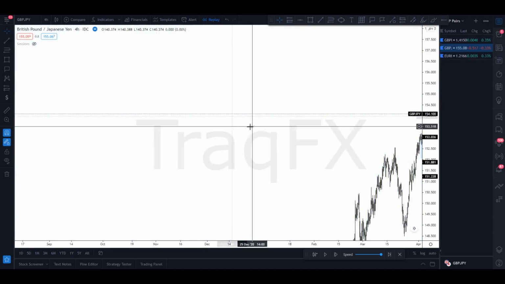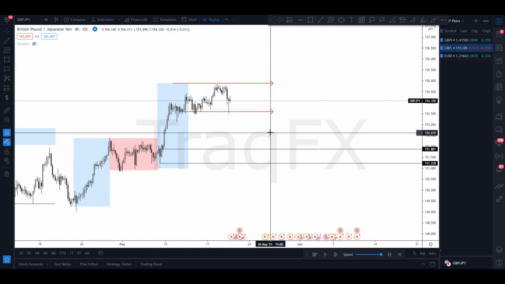So this is a good idea of how you can use imbalance for your entries, how you can use institutional market structure and combine all these things together. Now, I'm trying to make this video extremely short and easy to understand. So I hope this video made a lot of sense.